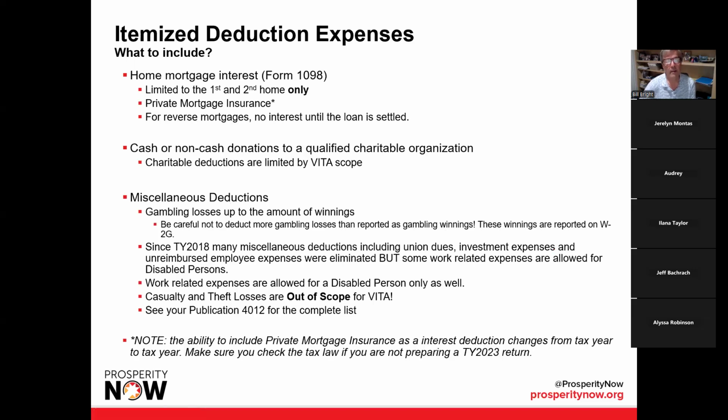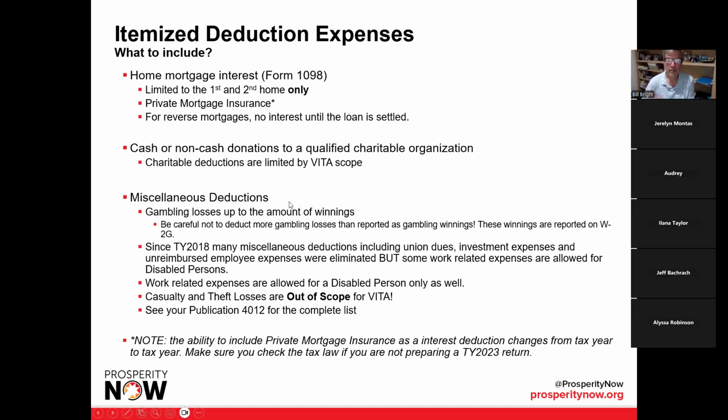So, itemized deductions, we include the first and second home mortgage, primary mortgage, private mortgage insurance. Reverse mortgages, we do see a few of those, with no interest until the loan is settled. A lot of people still come in with an envelope full of receipts about charitable donations. Again, that is generally not of any use anymore because of the higher standard deduction.